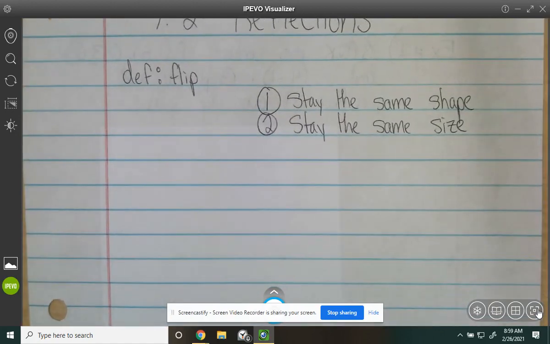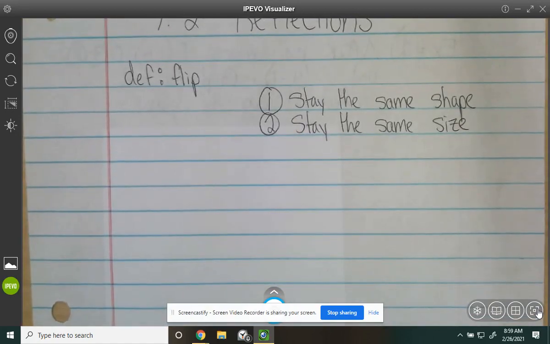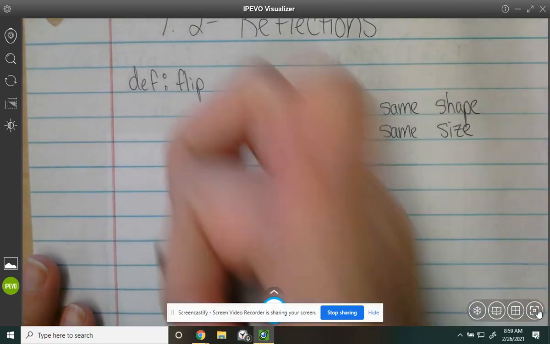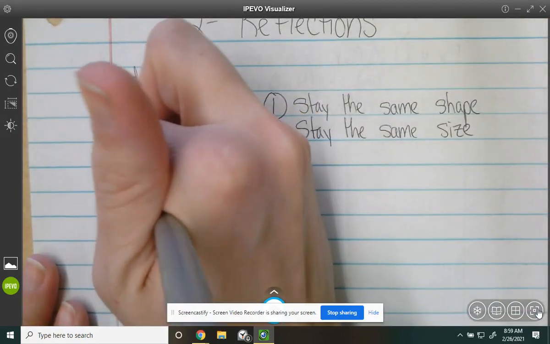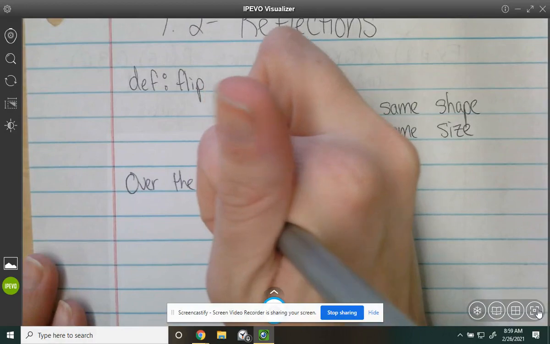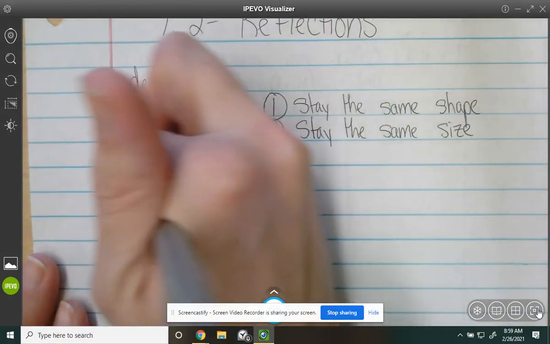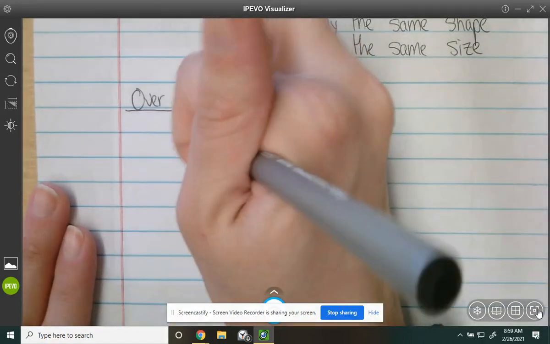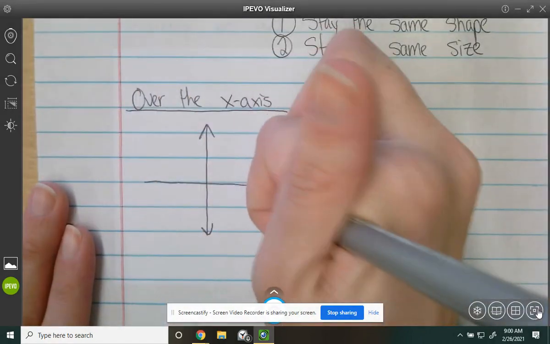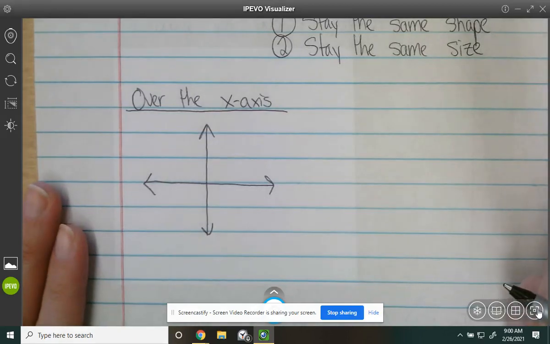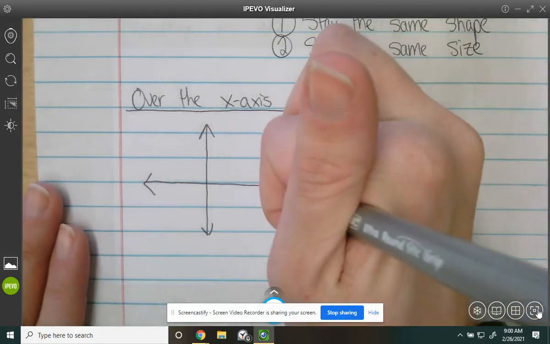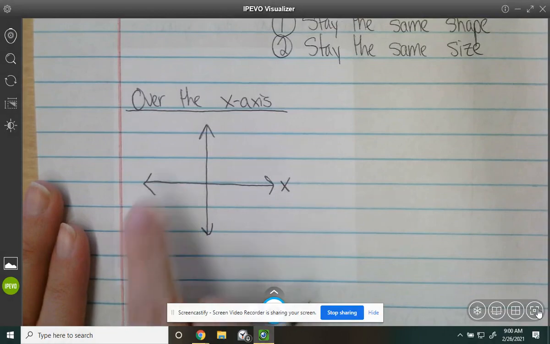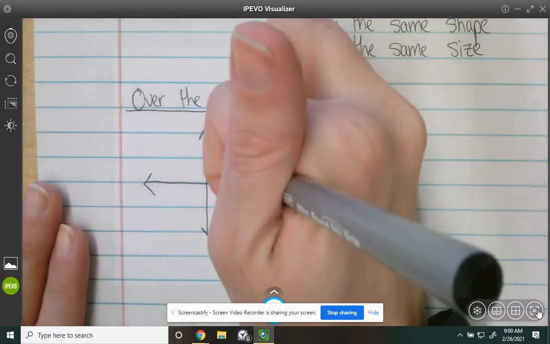Okay, so we are only going to talk about two different types of reflections. You can actually reflect over any line, but we're just going to focus on the X and Y axis. So first, let's do over the X axis. So draw a coordinate plane. And which one's our X? This one. That's our X axis. And let's just draw a heart here.